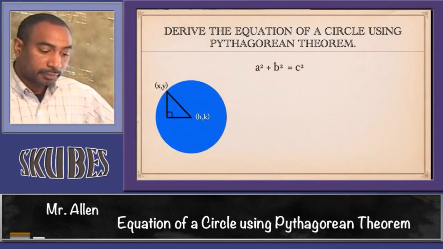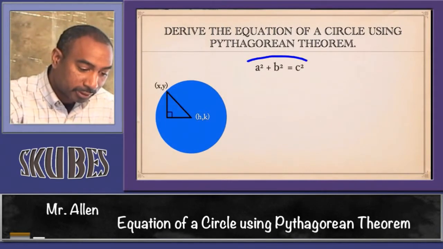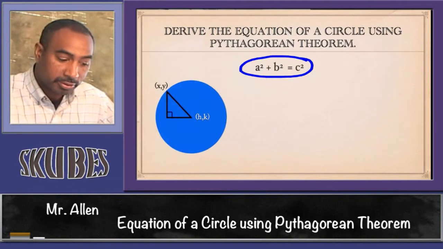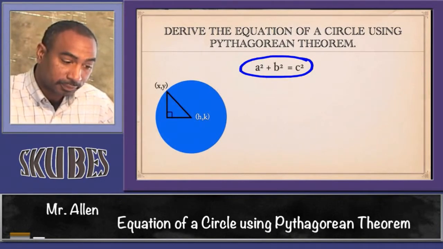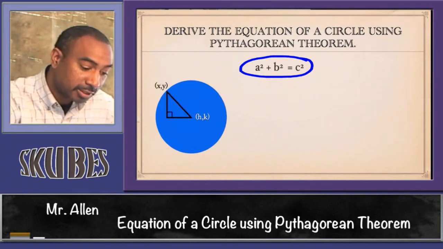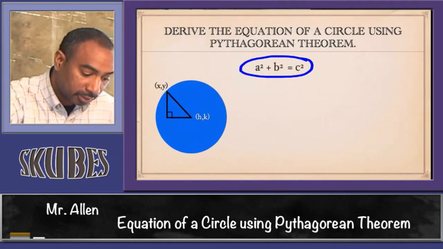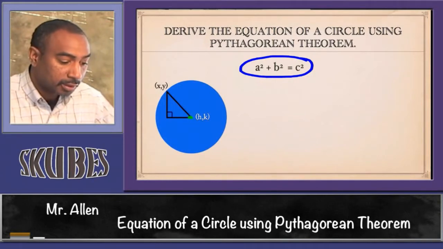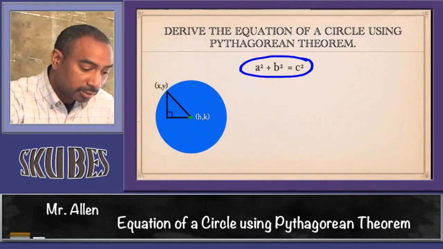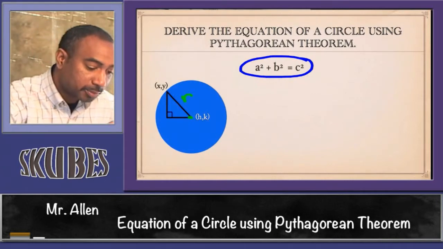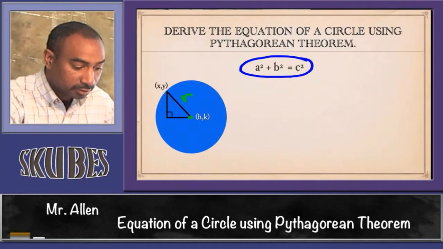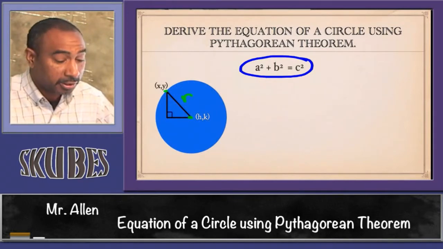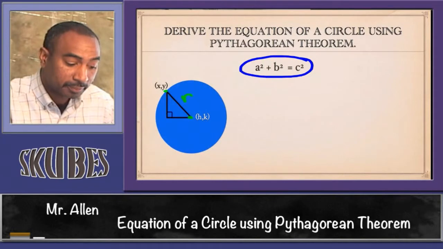All right, so I have the formula for the Pythagorean theorem. How do you apply this for the equation of a circle? Well, every circle has a center. In this case, we're going to label it HK. And this is a radius because it goes from the center to the edge of the circle. It hits some point, let's say XY.